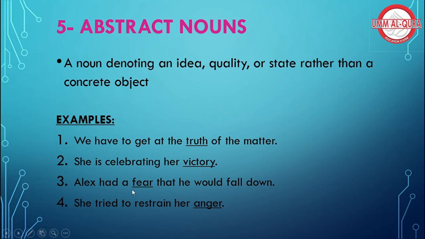Alex had a fear that he would fall down. Fear here is an abstract noun. Again, something that he is feeling. She tried to restrain, meaning control, her anger. Again, it is an emotion that you cannot touch.